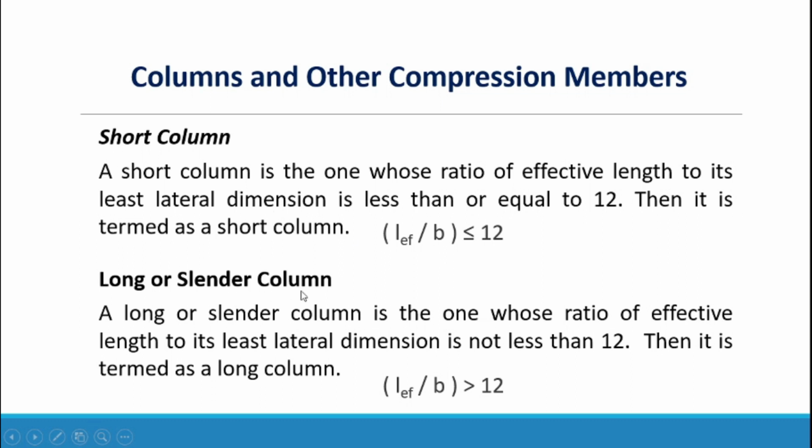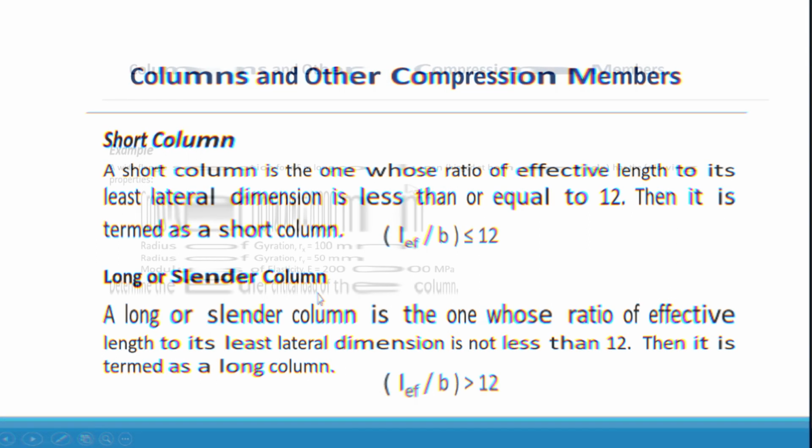A long or slender column is one whose ratio of effective length to its least lateral dimension is not less than 12. Then it is termed a long column. Effective length over B is greater than 12, and we will consider that a long or slender column.